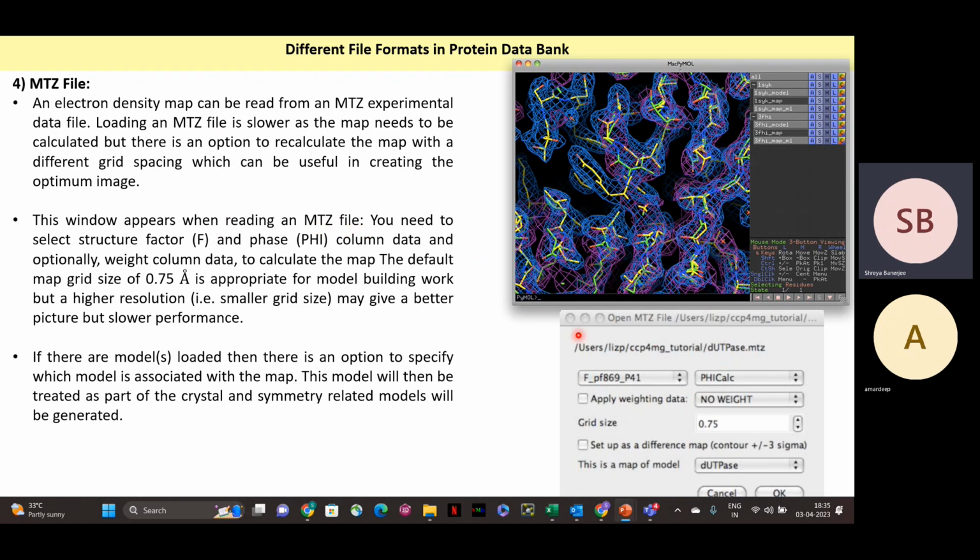When reading an MTZ file, you will get an option like this, as shown here, and you have to mention the structure factor and phase. Because if you remember, we studied in X-ray crystallography that only when you know the structure factor and phase can the electron density be calculated. So once you give that data and you mention the grid size. Grid size means, you can see these blue lines forming a grid. The grid size is the distance between these blue lines, and it is generally set at 0.75 angstrom. You can definitely set it at higher resolution, but then the generation of the electron density map will become even slower. So once you give the structure factor and the phase information and you mention the grid size, then this electron density map can be generated. And this can be done for any PDB structure reported in the Protein Data Bank.